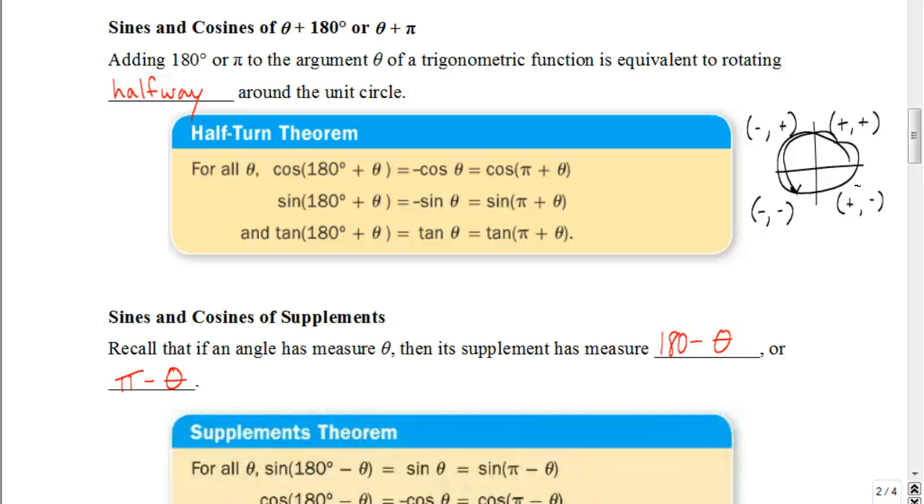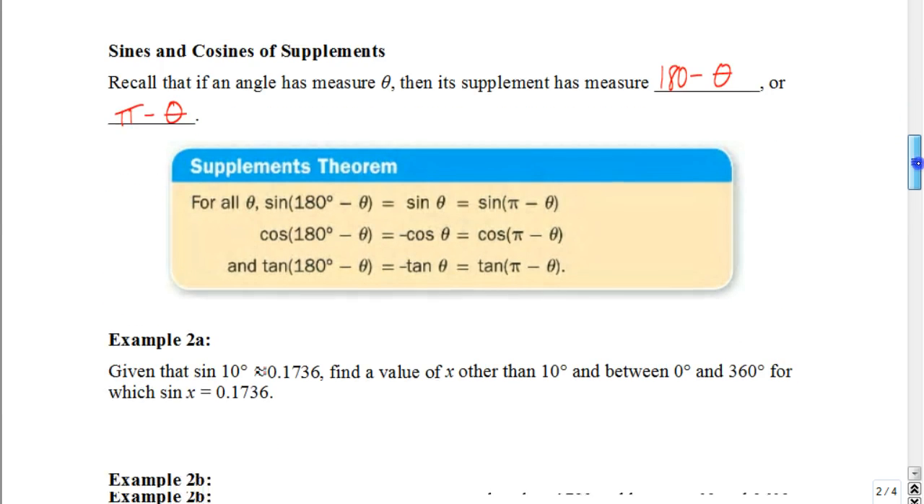So anytime we take an angle and add 180 degrees to it, it's going to be the opposite. So here's how we describe that with the cosine. The cosine of 180 degrees plus an angle would be the opposite, the cosine of the angle. The sine of 180 degrees plus an angle is going to be the opposite sine of the angle, and the tangent of 180 degrees plus an angle is going to equal the tangent of the angle. And it is also true for radian values. Remember that in radians, pi is equivalent to 180, so it would be the same thing, just using pi. So that's our halfway or half-turn theorem. And we're going to look at some examples here in a minute where you'll have to figure out which one of these theorems we'd use to figure out our solutions.